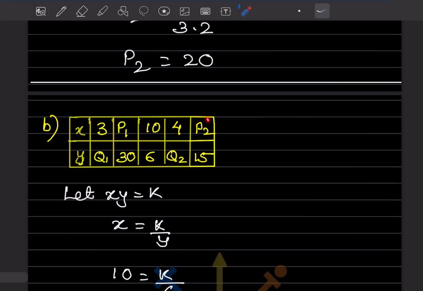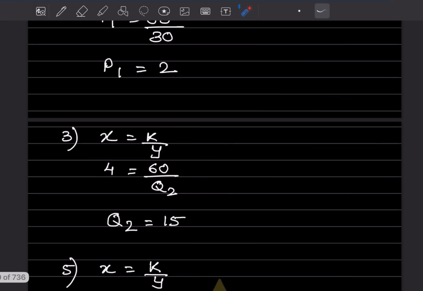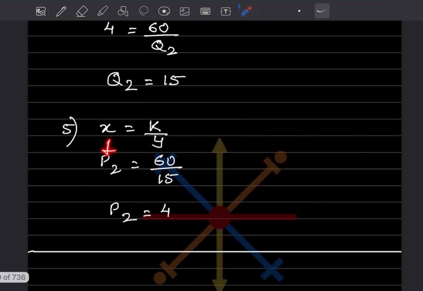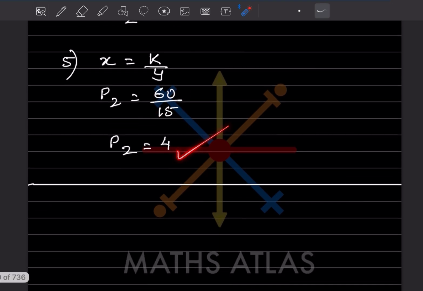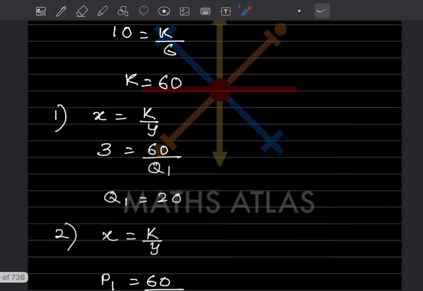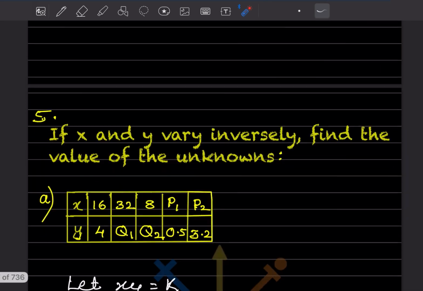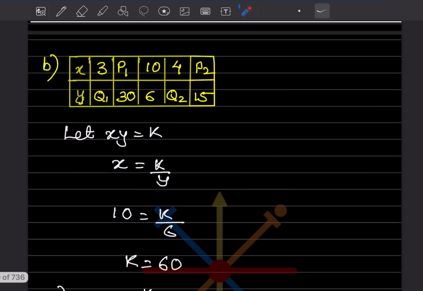Now we will see for P2 and 15. So for P2 and here 15 and this K is 60. So P2 is going to be 60 divided by 15. So 15 ones are 15, 15 fours are 60. So P2 is 4. So we have done with this one. So by this one we have completed today's work.